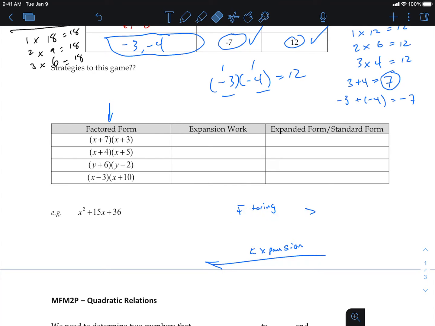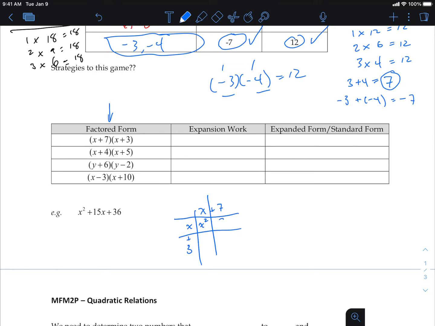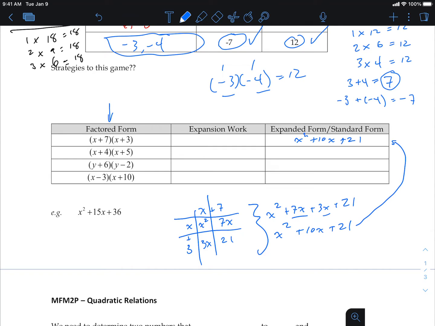So expansion, we used the table. And we just filled in the middle of the table. That's what we did yesterday. X squared, 7x, 3x, 21. So we just added up: x squared plus 7x plus 3x plus 21. You can clean up the two middle terms. That's what goes in here. The expansion work is the table, this thing. And obviously that doesn't fit in there.